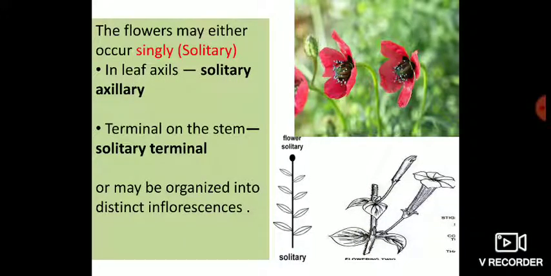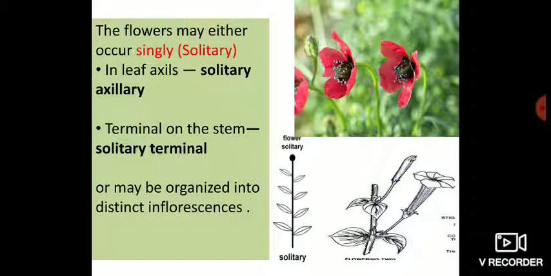Today we are going to deal with one more important topic of plant morphology. In this topic we are going to restrict ourselves to how the flowers are arranged in angiosperms. You know that in different plant species the flowers are arranged differently. The arrangement of flowers can be either single, that means they can arise singly, or they can arise in the form of clusters.